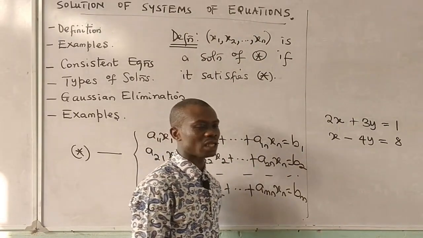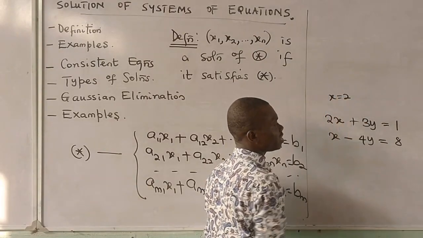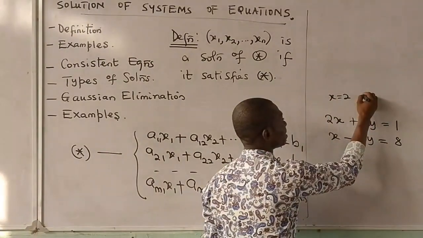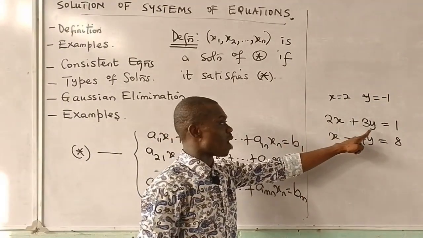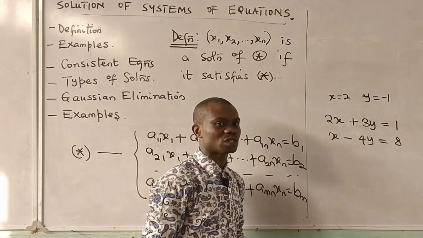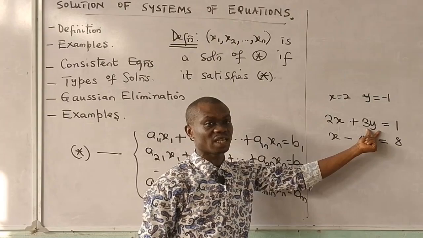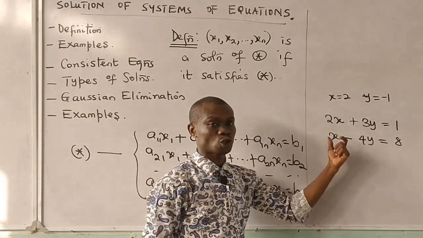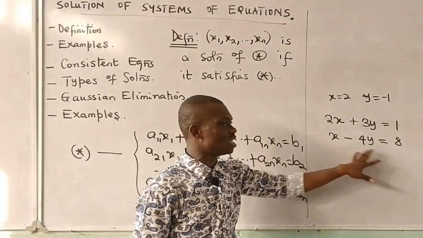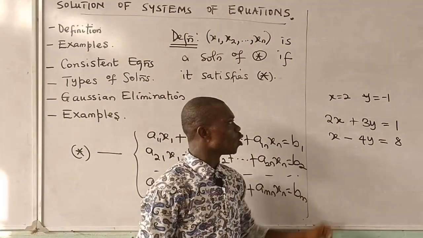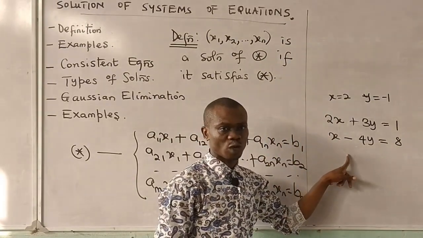If that happens, then, for instance, if I put my x as 2 here, and then put my y as -1, you will see that it will satisfy equation 1. Of course, 2 times 2 will be 4, 3 times -1 will be -3, and if you join the 2, you get 1. Then if you put the same values here, you will see that it will not satisfy equation 2. So what is a solution for equation 1 may not be a solution for equation 2.